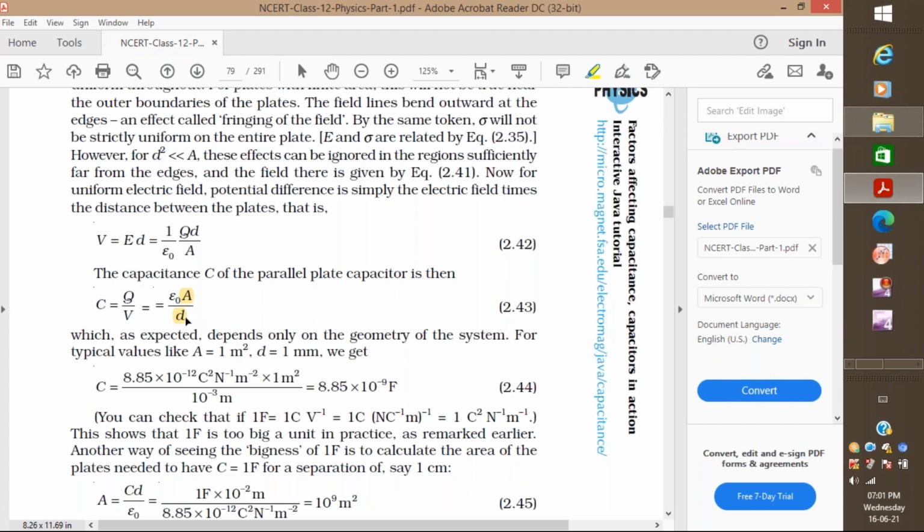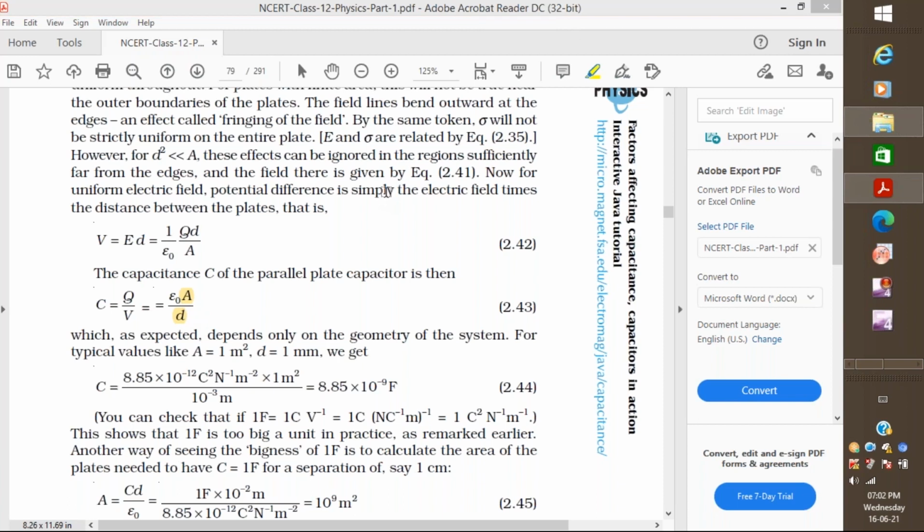If you want to increase your capacitance, you can simply increase the plate area, and you get more capacitance. Otherwise, if you decrease the separation between the plates, by changing the geometry, the shape or size itself, you can get more capacitance or less capacitance. You can just do that.